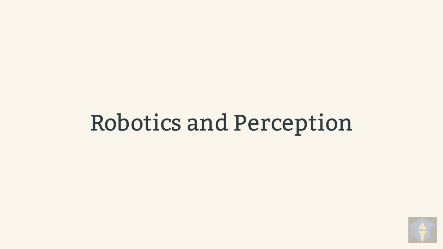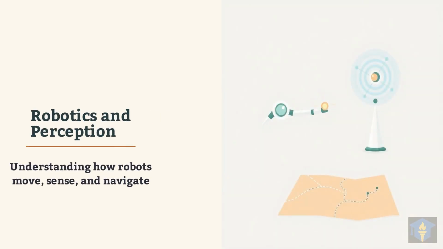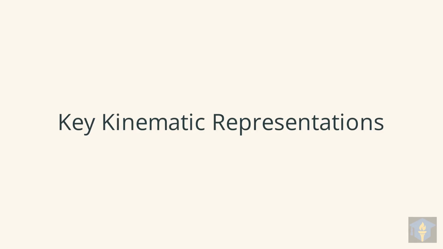Welcome to our module on robotics and perception, where we explore how robots interact with their environment. We'll delve into understanding how robots move, sense their surroundings, and navigate effectively in space. Let's begin by examining key kinematic representations, which are crucial for defining robot structure and movement.